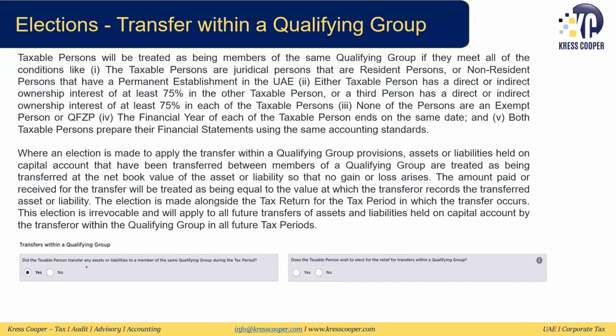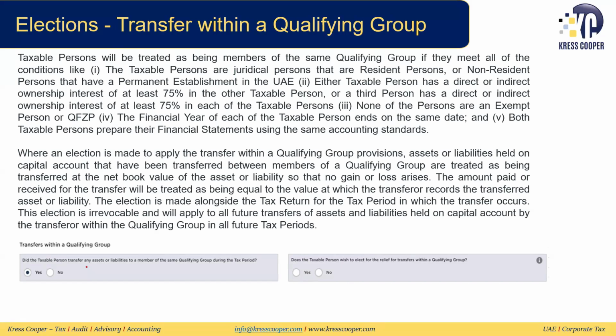The next selection that we have is transfer within a qualifying group. A taxable person will be treated as a member of a qualifying group if they meet certain conditions. What are those conditions? The taxable persons are juridical persons who are also resident persons, or they can be non-resident persons that have a PE in the UAE.